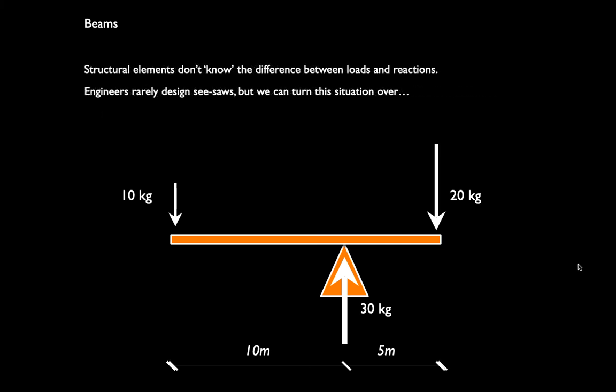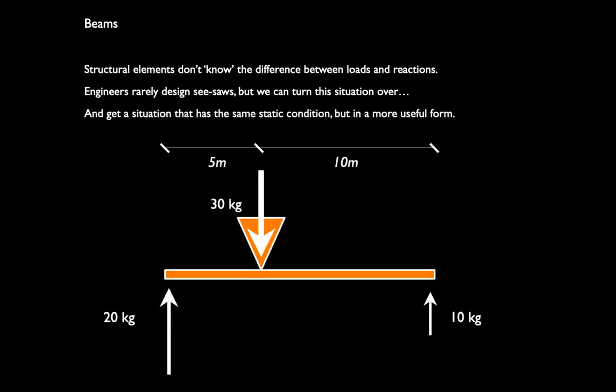Now, here's the key thing that Leonardo da Vinci came up with and Aristotle came up with. A seesaw is really just a beam in disguise. And if we take that seesaw and flip it over, right, it doesn't know the difference between a load and a reaction. All it's feeling is the forces that are working on it. So if we flip that over, we get rid of the fulcrum, what we can say is that that same static condition is now a beam that we could use architecturally.